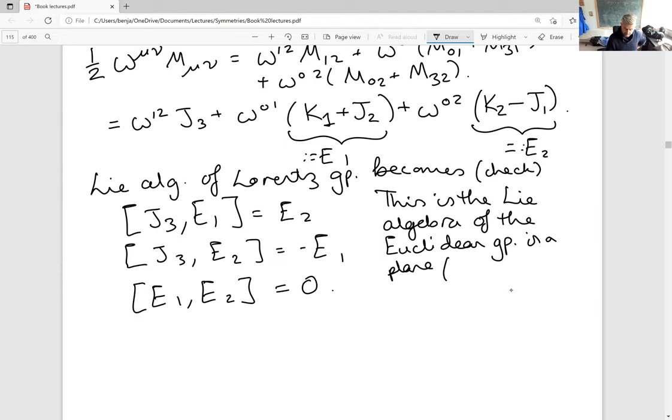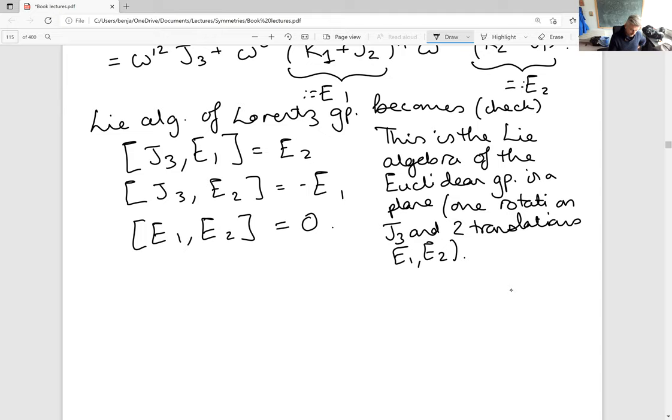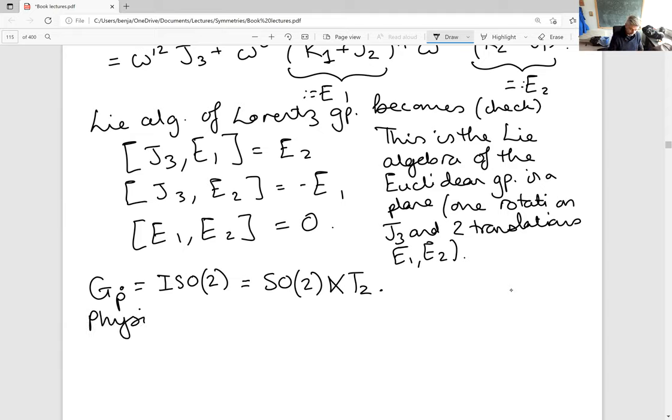So we've seen this before, actually, in an example. Here we have one rotation, J3, and two translations, E1 and E2. So G_P dot is this group. It's actually ISO(2), the isometries of a two-dimensional plane, and it's equal to SO(2) semi-direct product with T2. To show this last thing, there is an exercise. We'll get onto this in a minute, but you'll be basically proving this in one of the exercises in the book.